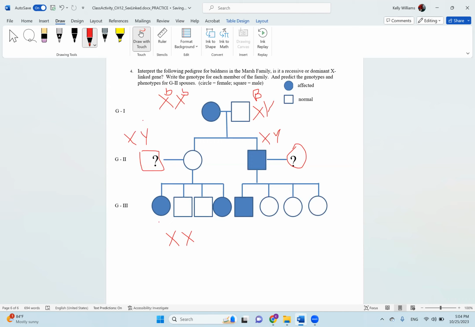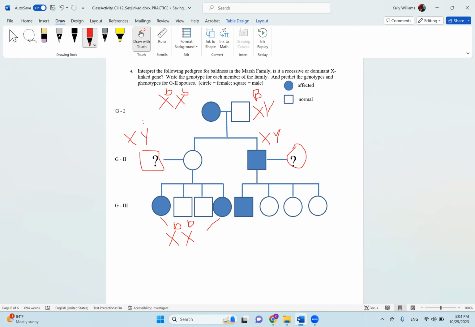So X's for both of these, right? We know that they're bald, so they have lowercase b and lowercase b. Okay, so we know that they got 1 X from mom, 1 X from dad. Considering they got 1 X from dad, what must dad be?